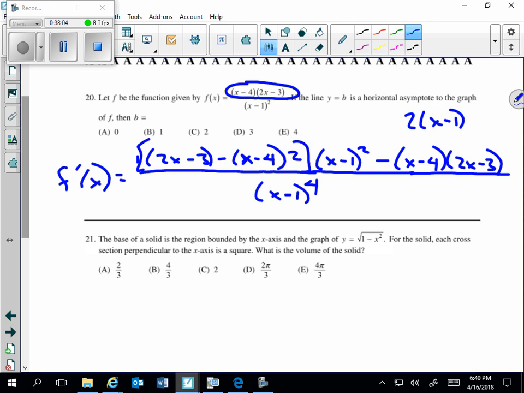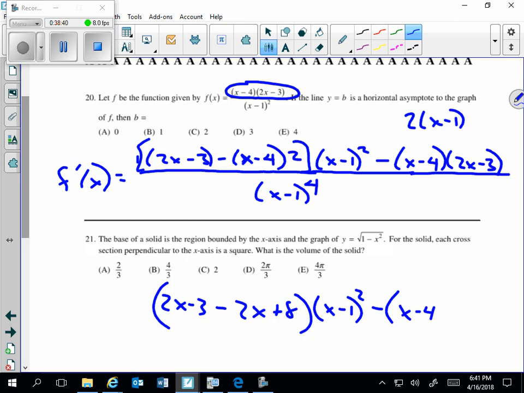I see inside this parentheses, I'm going to have to jump down here, 2x minus 3 minus 2x plus 8. Do we see that? 2x minus 3 in the first part, minus, distribute that 2x, I get 2x plus 8, times x minus 1 squared, minus, over here, what do we have? Well, I'm going to do some rearranging right away here. I got x minus 4. It probably would have been faster to multiply that out and keep going. So I get 2x squared.